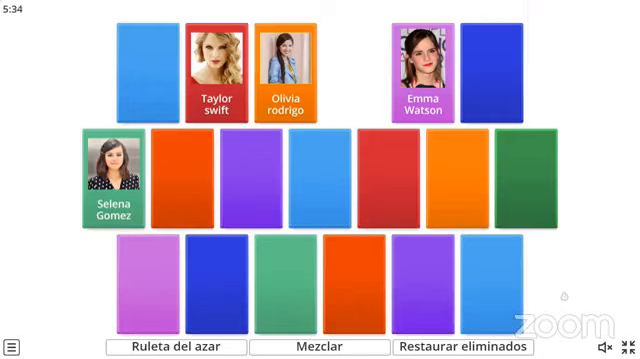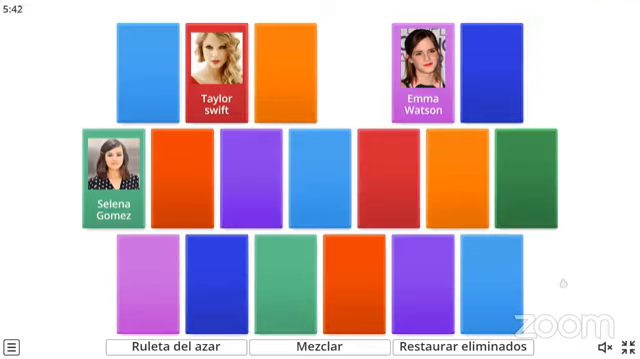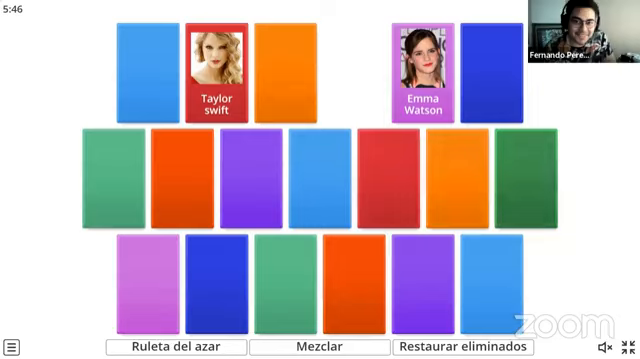Okay. In this case, we can flip Olivia Rodrigo and Selena Gomez. Very good. So we have the last shot. Good job, Benji. Let's go, Elsie.